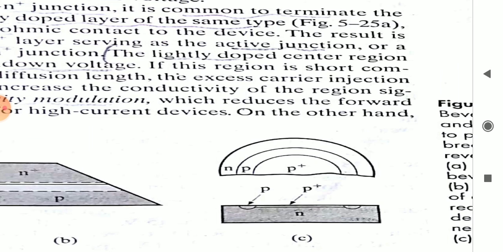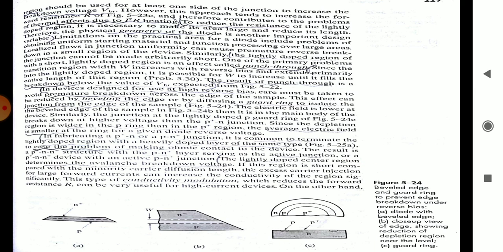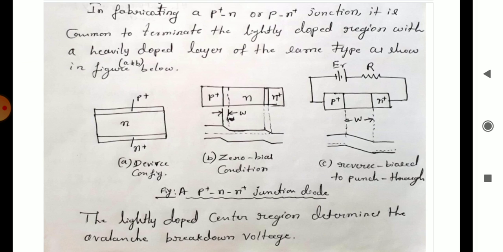So a guard ring is nothing but adding one more layer in between the P and N layers. That is also one method of avoiding punch through as well as premature breakdown. So these three factors we need to consider. One more thing, the fabrication is explained over here, how the manufacturer actually fabricates the PN junction diode. So they will add one more layer.